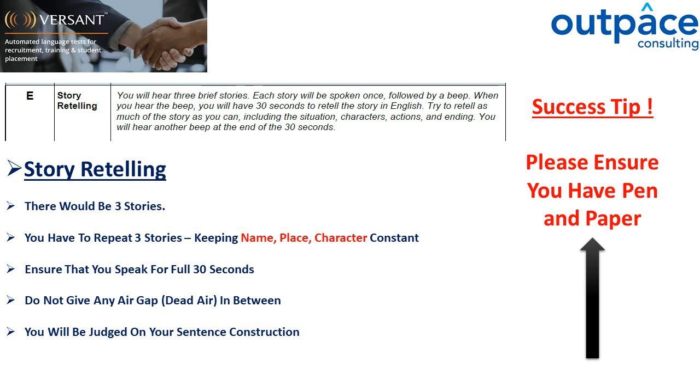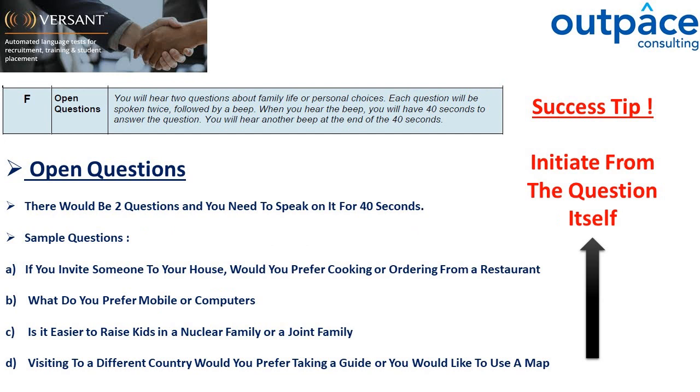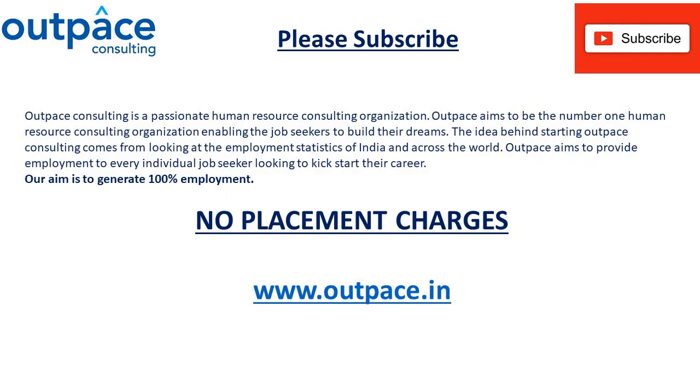Now coming to the last section of this Versant test, it is an open-ended section. They will ask you 2 questions related to your family or personal life, and you have to answer in 40 seconds. It is basically a free speech section, where the sample questions could be like, would you prefer a mobile or a computer, is it easier to raise kids in a nuclear family or a joint family, or something like that. The success tip is that you initiate from the question itself, because you have to speak for 40 seconds, and again you do not keep any dead air.